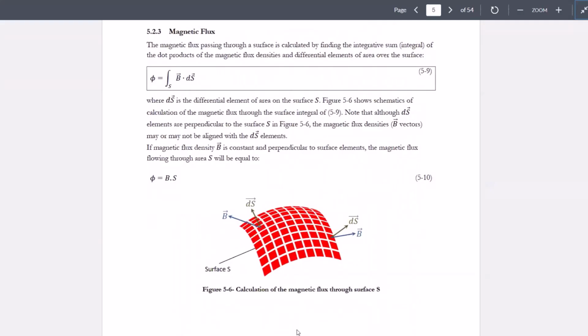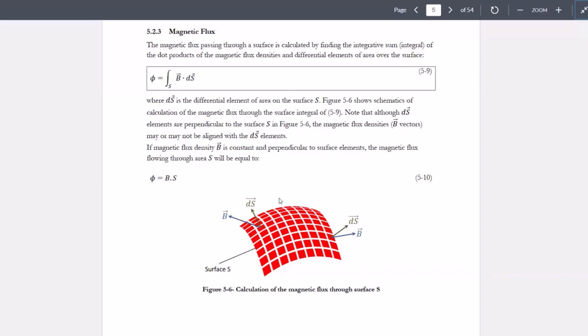Now we're going to talk about magnetic flux. So magnetic flux, we said it's not a vector quantity, it is a scalar, right? So it is showing basically how much magnetic field is passing through a certain area.